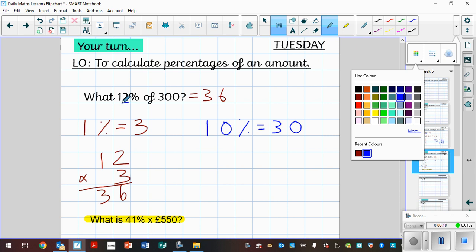I'm still trying to work out what 12% is. Well, I know how to work out 1% because I can divide 300 by 100. And 1% would equal 3. Now, if I look at those together, I've worked out 10% and 1%, so 11%. I need to work out another 1%. Well, I've already done that here. So I know that 1% is another lot of 3. If I add those together, I get the same answer, 36. So two different ways, and your brain will be telling you which suits you best.